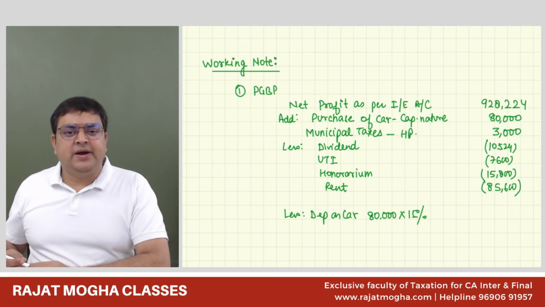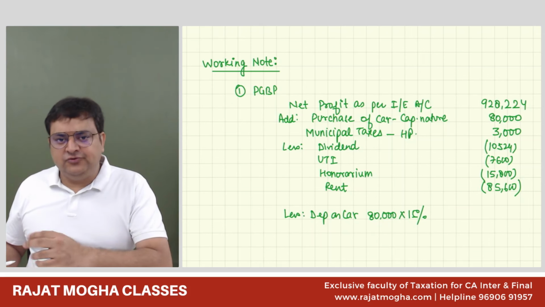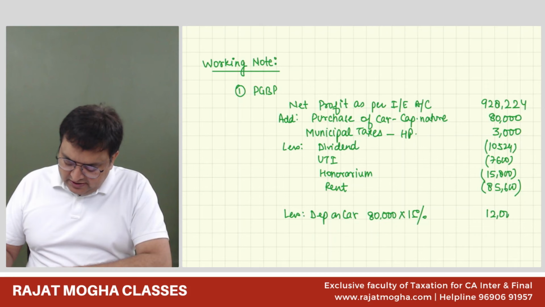And 15% is the rate of depreciation on car. We have not been provided whether it is used for less than 180 days or 180 days or more. So in that case, we'll assume that it is used for 180 days or more. 80,000 into 15%, 12,000 would be the depreciation that we will get on car.